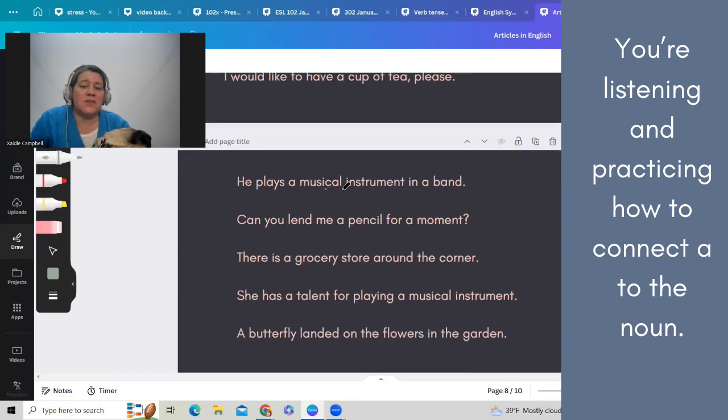He plays a musical instrument in a band. Can you lend me a pencil for a moment? There's a grocery store around the corner. She has a talent for playing a musical instrument. A butterfly landed on the flowers in the garden. All right, we need to add a page here.